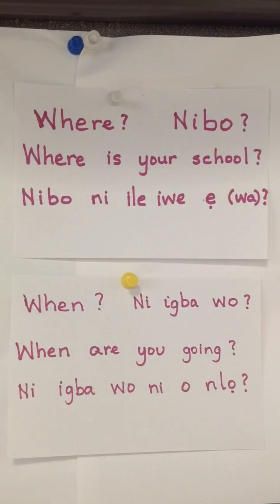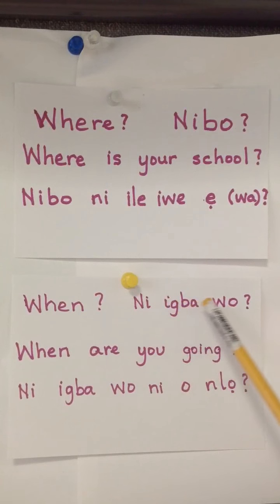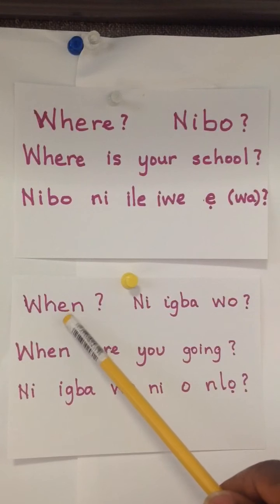I expect you to try to say a few questions now using these words that we learned. So you should think of other questions you can ask using where and what. Okay? The next one is when. Ní ìgbà wo. Really, ní ìgbà wo translates to what time, or at what time, which we also use in place of when in English.